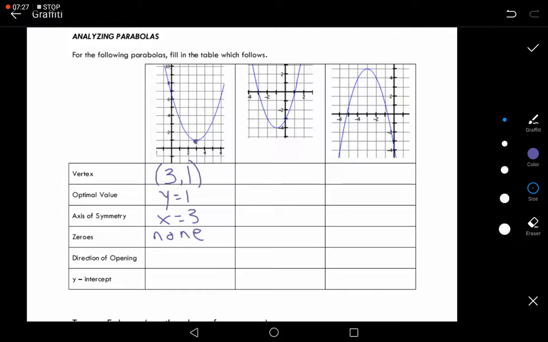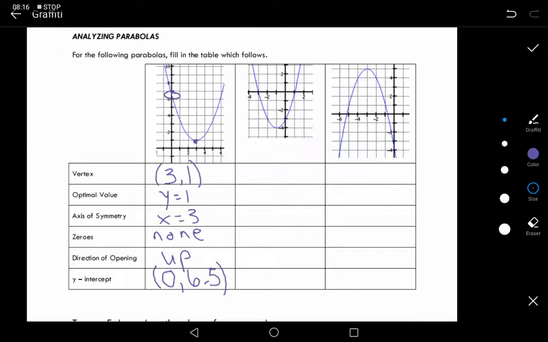Direction of opening. Again, we're just looking: is this opening up, does it have a lowest point, or is it opening down, does it have a highest point? This one we can see is opening up. The last question here is, what is our y-intercept? From that first page, you should know your y-intercept is where you're crossing the y-axis. That point is right in here, between 6 and 7, so we're going to say it's at 6.5. When we're writing our intercepts, we're writing them as a coordinate point, so this is going to be (0, 6.5). And again, it's 0 because our x equals 0. Our y-intercepts are always going to have x-coordinate 0.